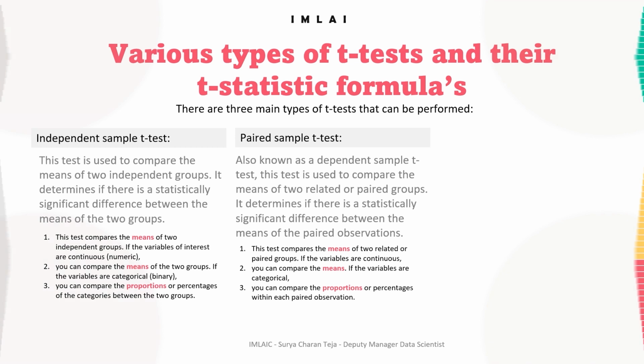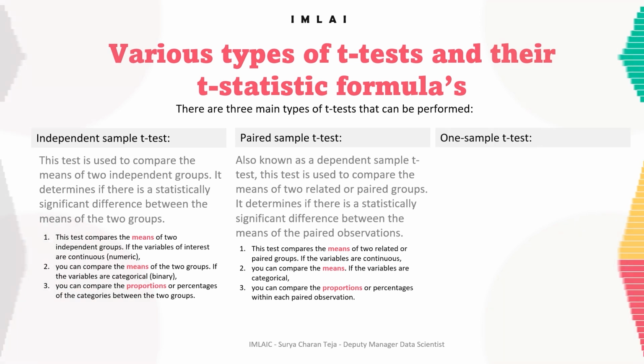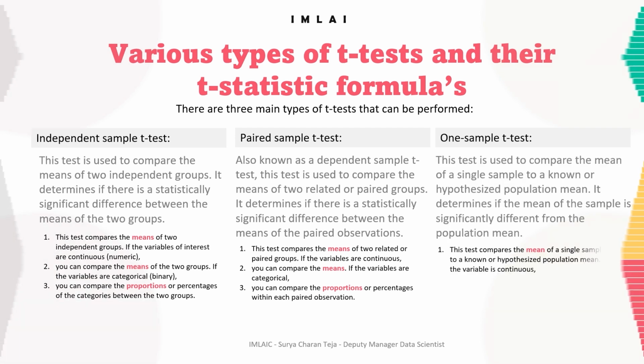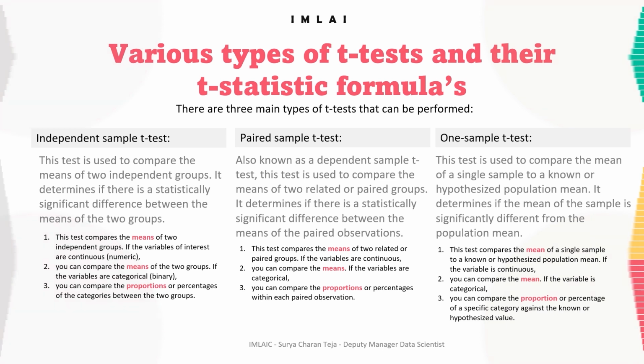And the third one that we have here is the one sample t-test. This test is used to compare the mean of a single sample to a known or hypothesized population mean. So it determines if the mean of the sample is significantly different from the population mean. Example tasks: this test compares the mean of a single sample to a known or hypothesized population mean if the variable is continuous, and the same thing is applicable to categorical and binary. And you can compare the proportion, very important.